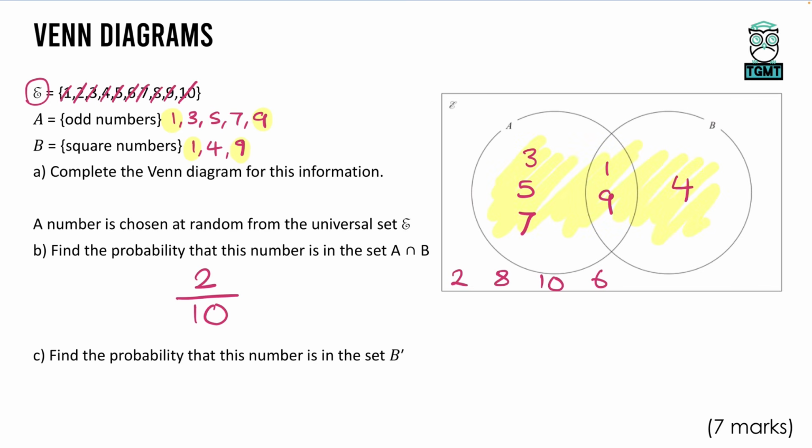Okay, so part C now says find the probability this number is in set B dash. Now the little dash there means not in B. So not in B means it can't be 4, because that's in B, and it can't be 1 and 9. Even though they are in A, they are also in B. So not in B means it can't be either of those positions.